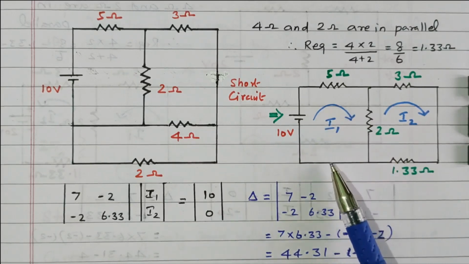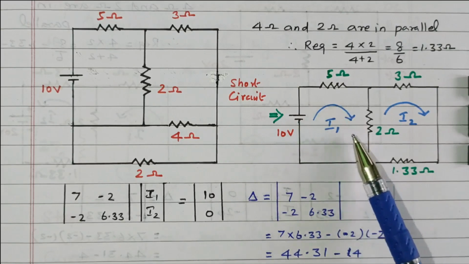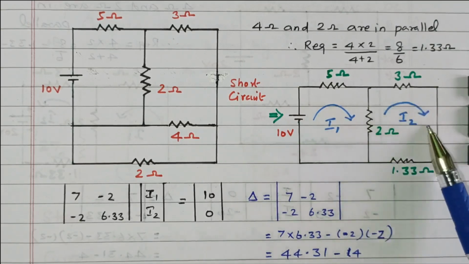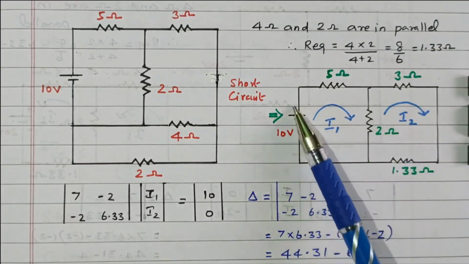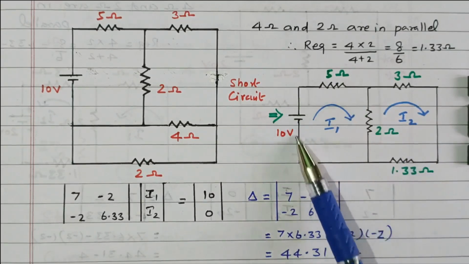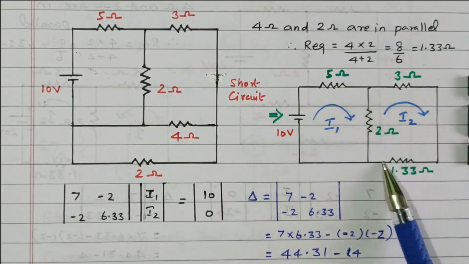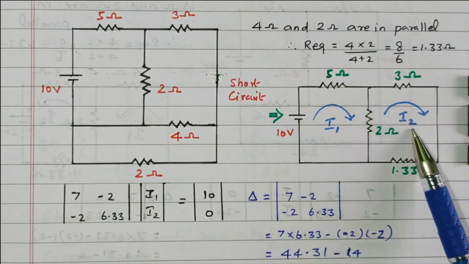So we can use the loop method, Kirchhoff's voltage law, KVL. This is the first loop, and the current is I1. This is the second loop, and the current is I2. Loop means a closed circuit. The current flowing through loop 1 is I1, and the current flowing through loop 2, the second loop, is I2.